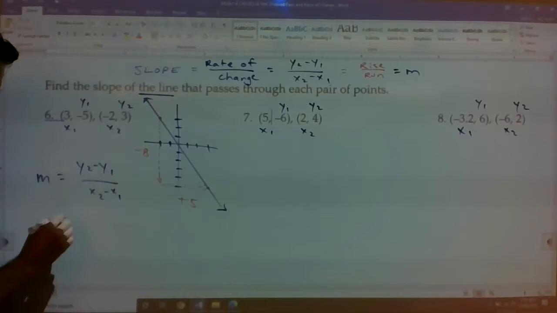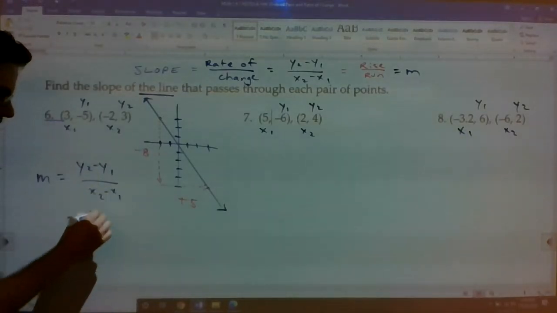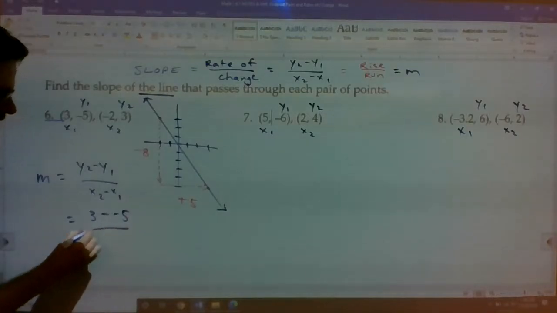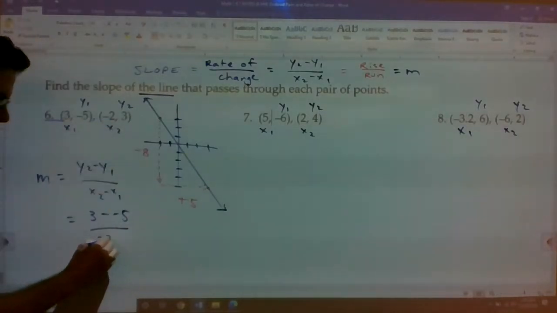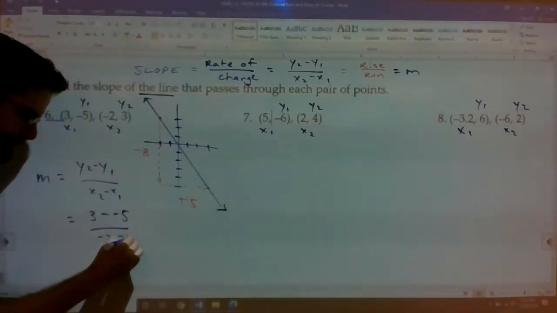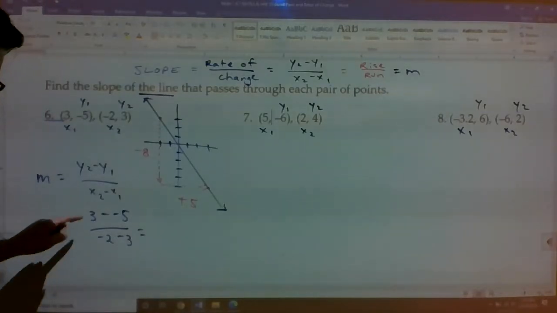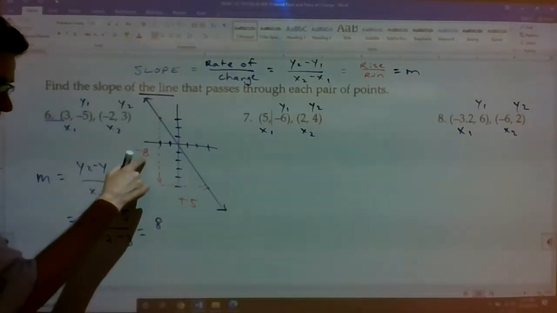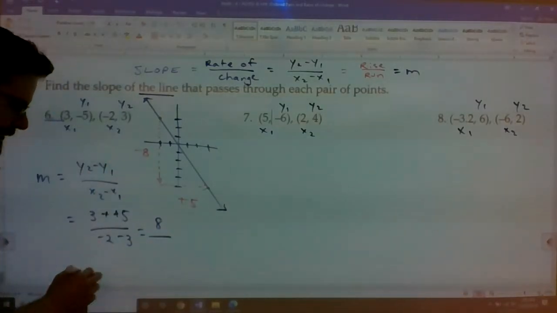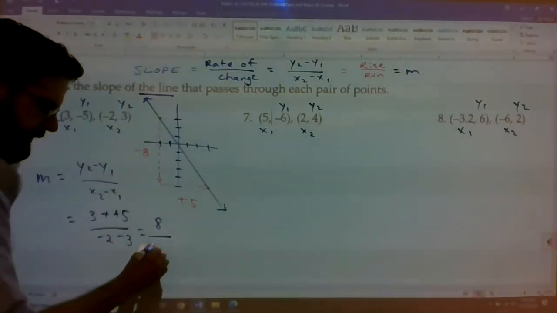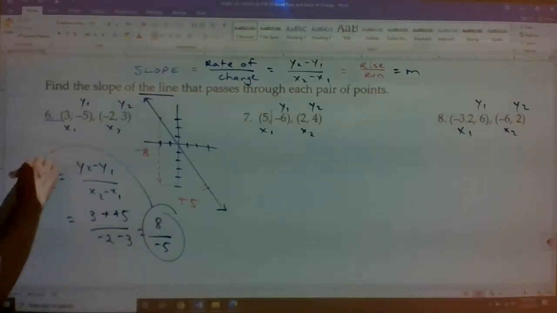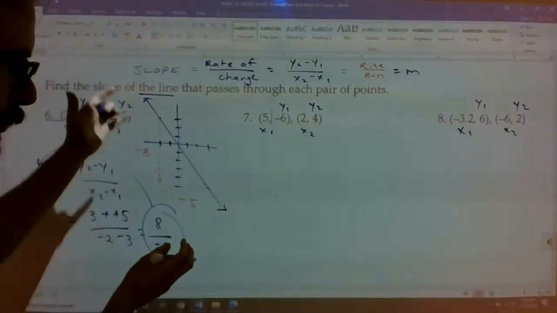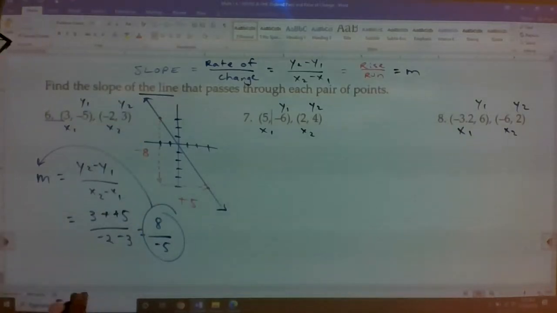So you get 3 minus negative 5, so I've got a minus minus situation on top. On the bottom, I got negative 2 minus 3. 3 minus negative 5 is plus, that's 8. Hey, I got an 8. It's not negative, but I got an 8. And then negative 2 minus 3 is going to be negative 5. That's the slope, which matches the visual rate of change here.